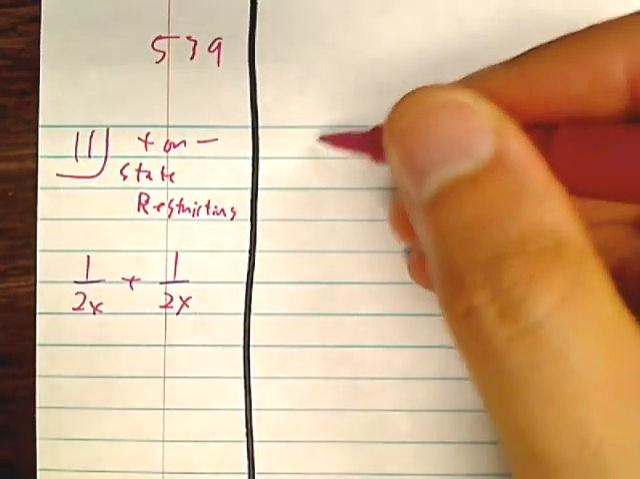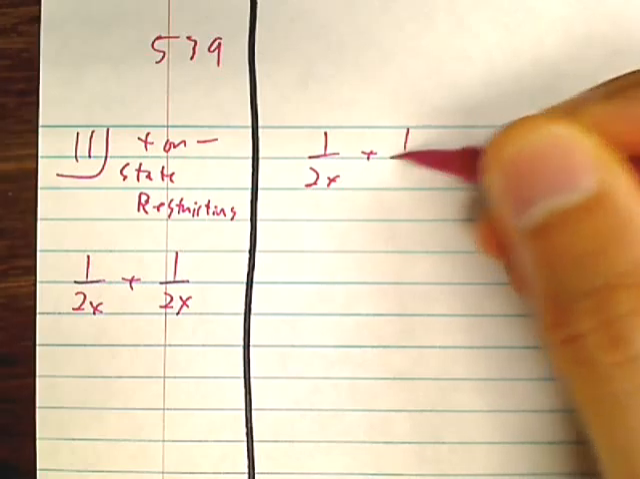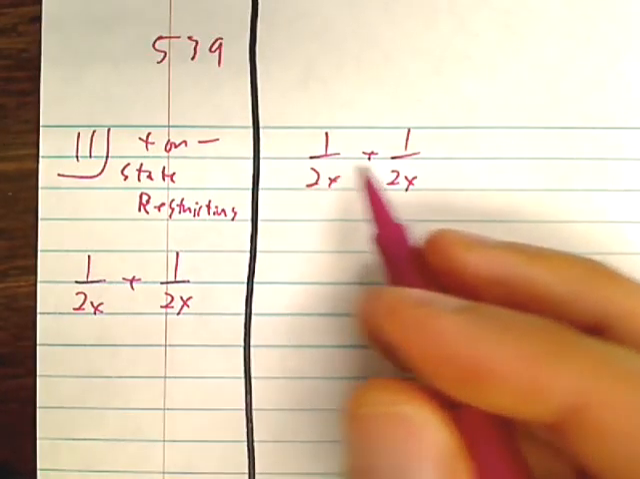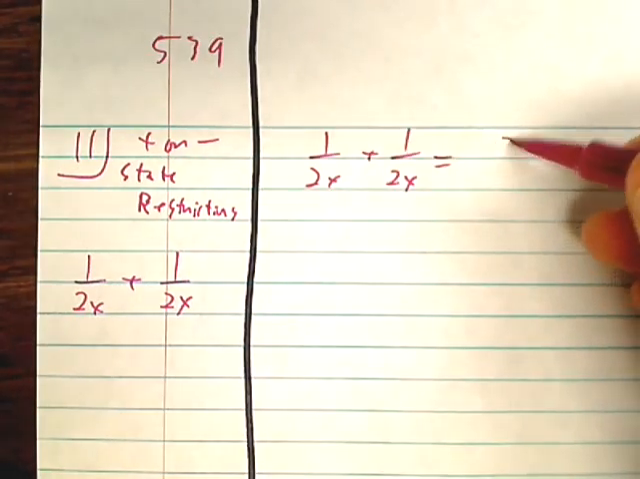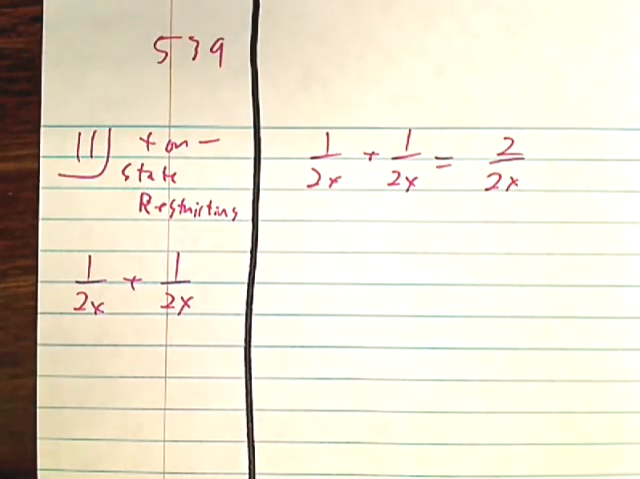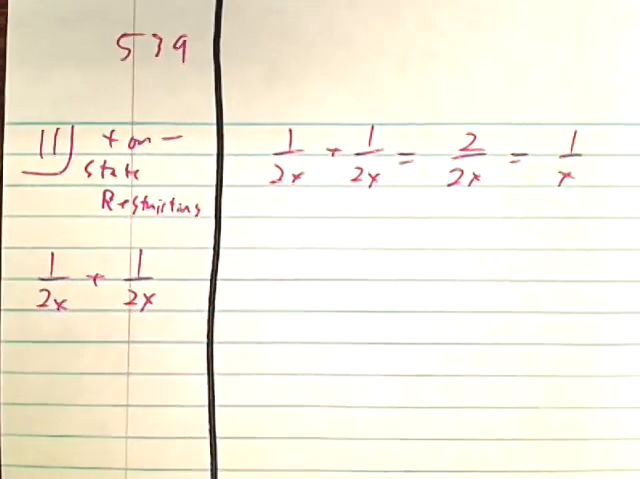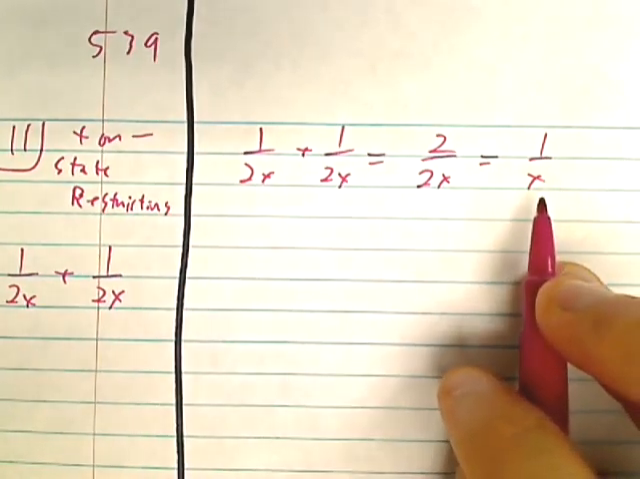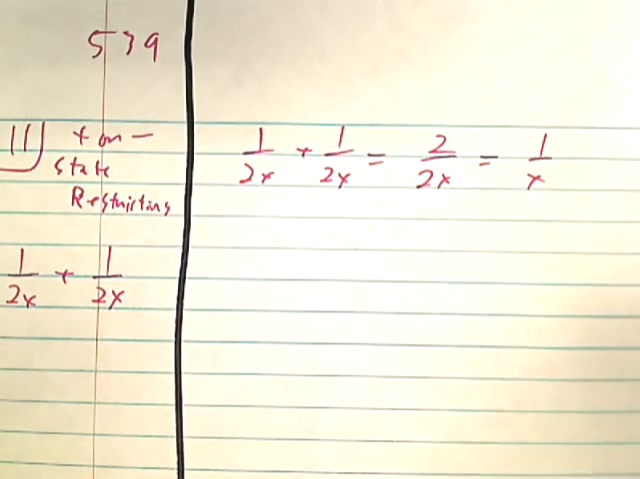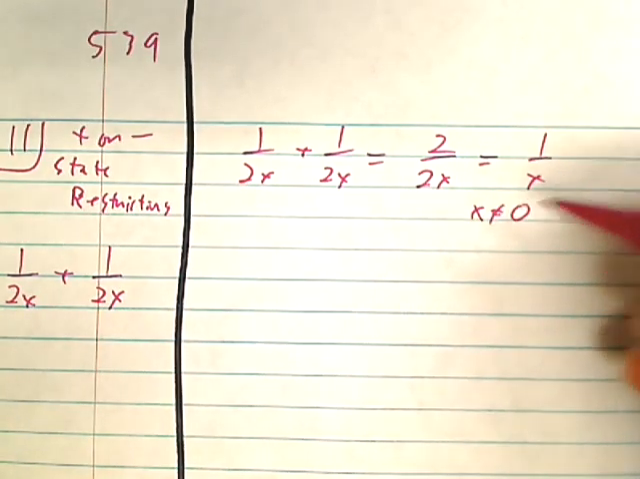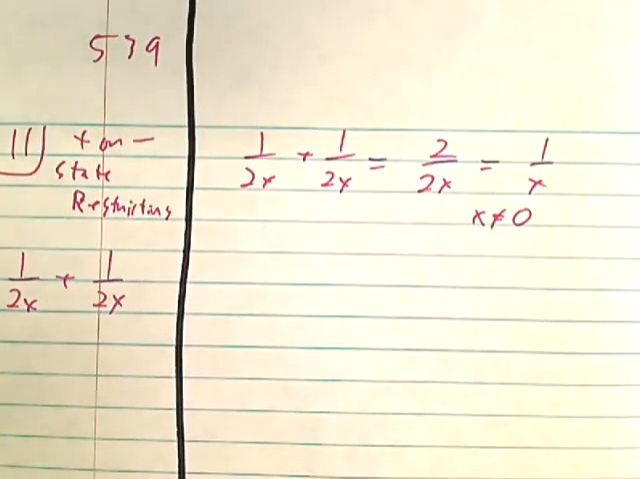Okay, we're back. When we add fractions, let's add our numerators together and keep the denominator the same. And this will reduce to 1 over x. The restriction on x is that x can't be 0. The denominator can't be 0, and the denominator is just x. Let's try number 21.